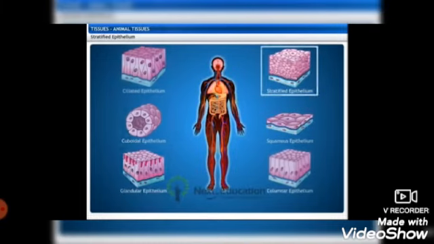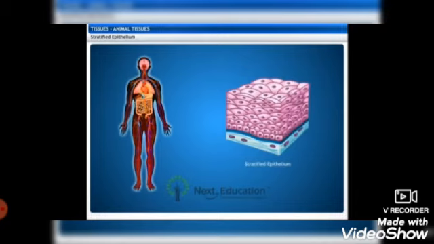Now, the highlighted portion is stratified epithelium. These have the same or different kind of epithelial cells. Cells line up one over the other to form stratified epithelium. It is found in areas like the epidermis or the skin, lining of the mouth cavity or the buccal cavity, and the esophagus.